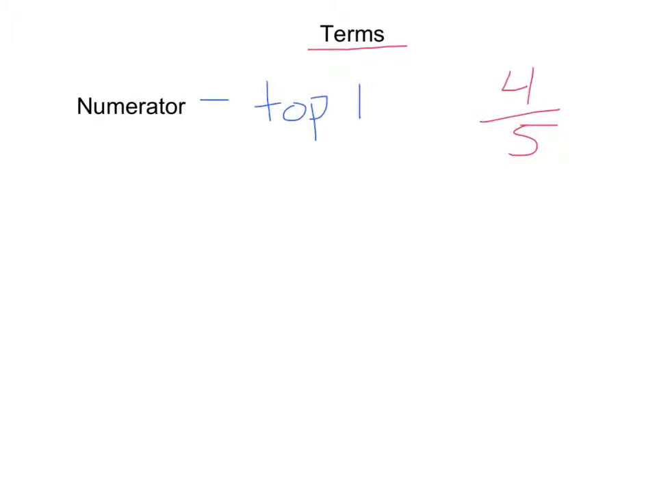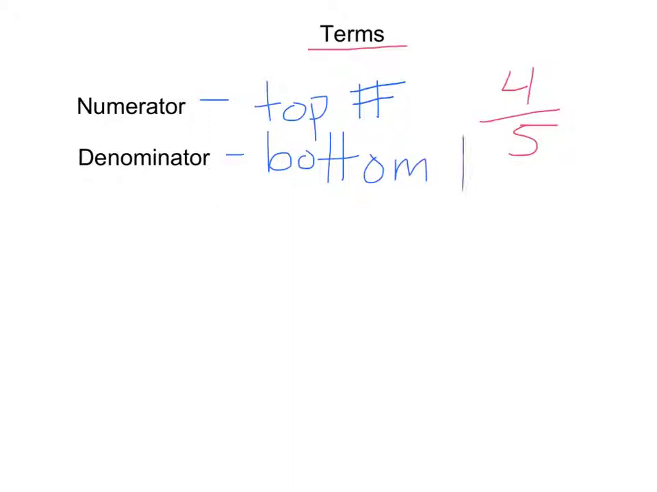We're going to start today by going over some terms that we use when dealing with fractions. The numerator is the top number in a fraction. In the example shown here, 4 is our numerator. The denominator of a fraction is the bottom number of the fraction, and in our case, 5 is our bottom number, so it is the denominator.